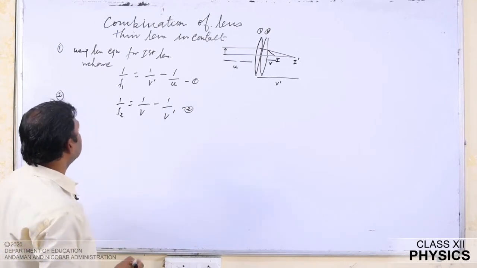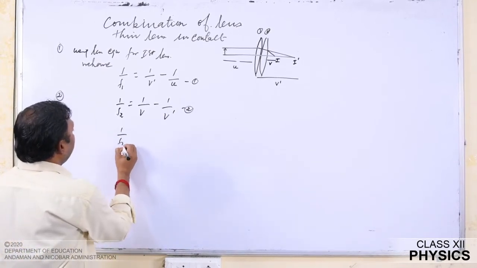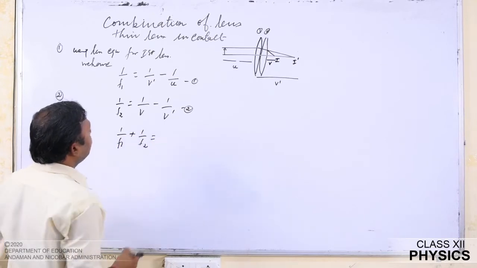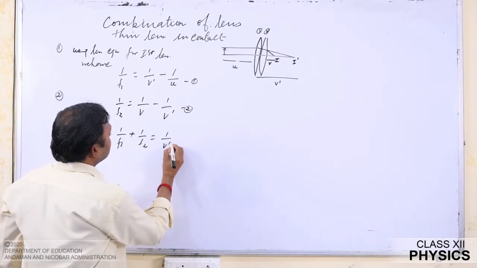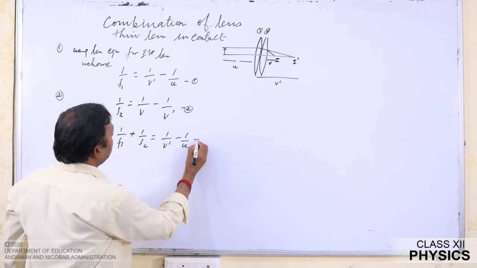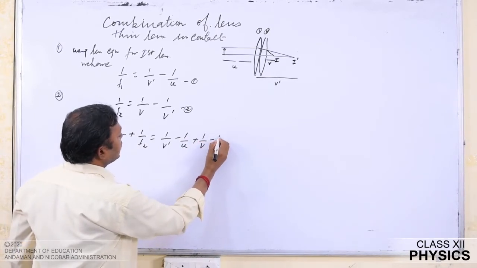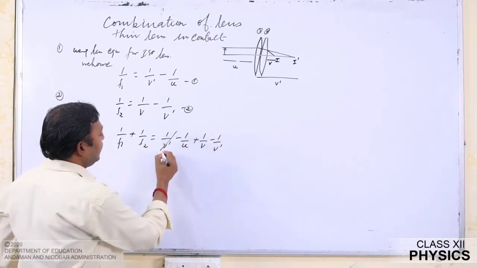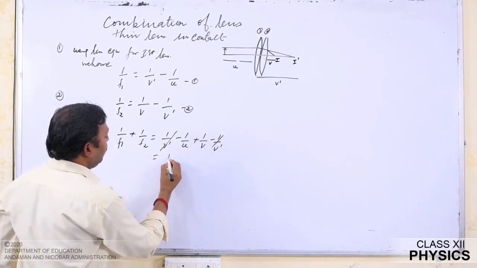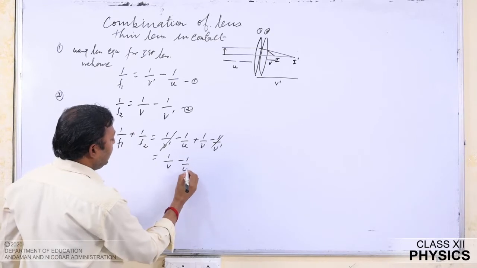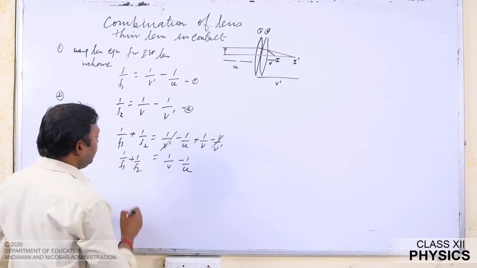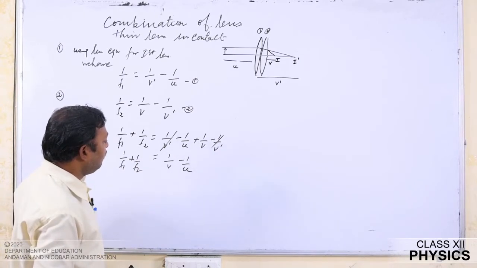Adding these two equations, we get 1 by F1 plus 1 by F2 is equal to 1 by v dash minus 1 by u plus 1 by v minus 1 by v dash. Now, 1 by v dash and minus 1 by v dash get cancelled out. So finally we will have 1 by v minus 1 by u. So, 1 by F1 plus 1 by F2 is equal to 1 by v minus 1 by u.